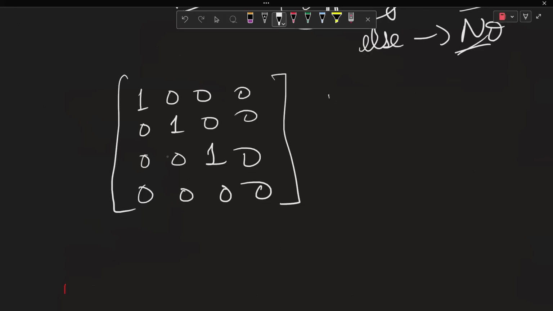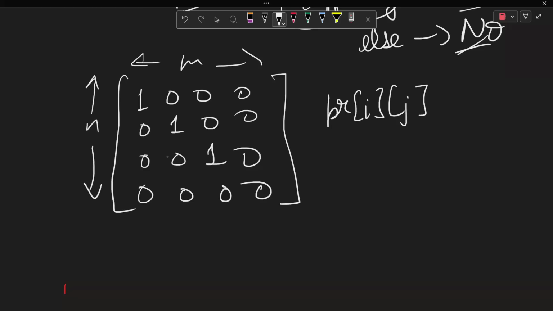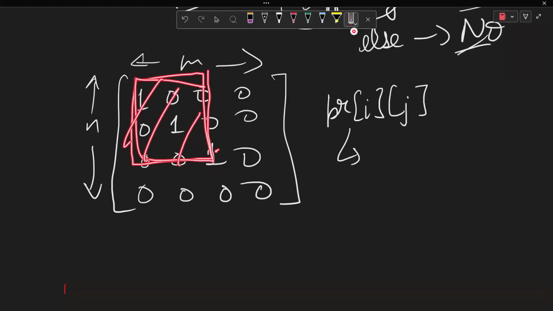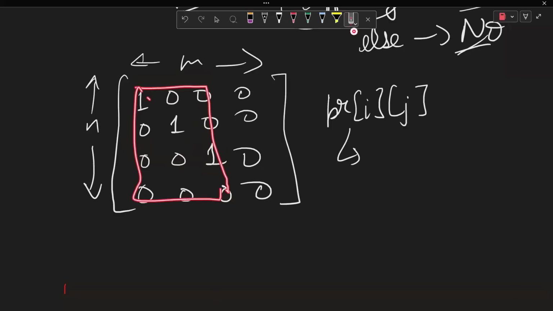What I'm going to do is take a 2D vector of size n cross m. And what my prefix ij would represent is the sum. So let's say I'm at this ij. My prefix ij should represent the sum of this whole thing, starting from 0 to i and 0 to j. It should represent the sum of this rectangle. That's what we would pre-compute in our prefix array.